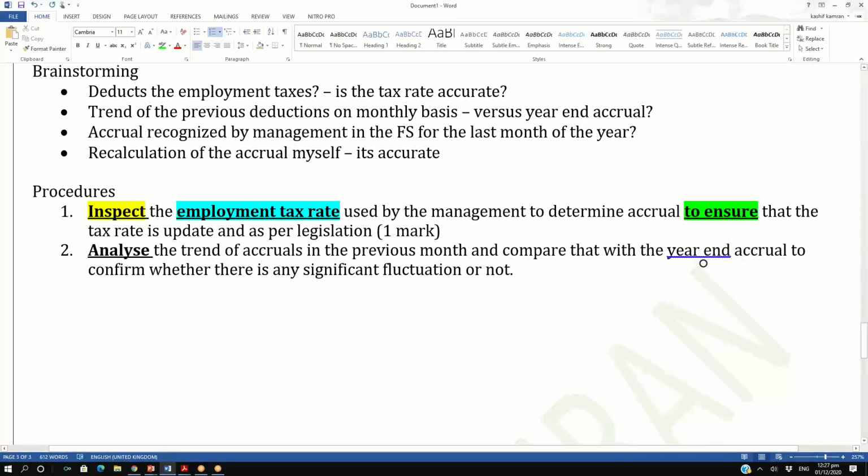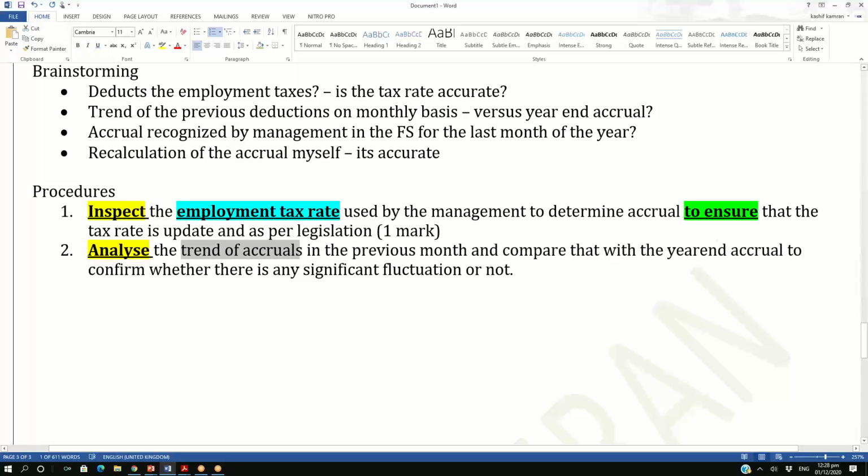has been the trend in November, October, September, August? Is there any unusual elements in December which was not there in November? In November, I recognized an accrual of 100, and in December, I'm recognizing an accrual of 50. Why? So I can find an unusualness, right, if possible, through analyzing. So analyze becomes my yellow procedure.